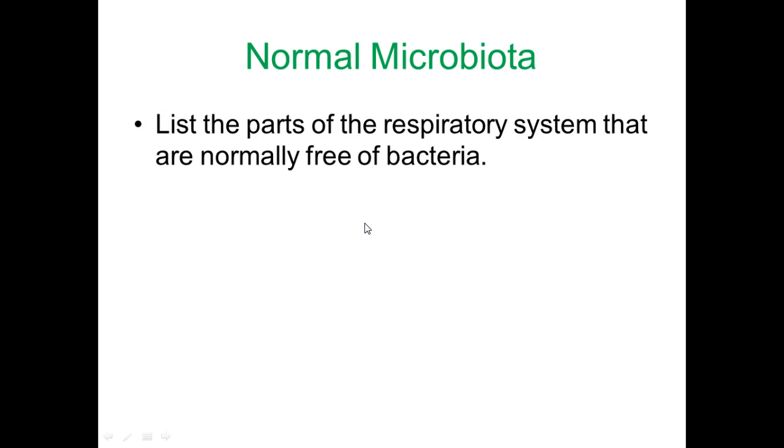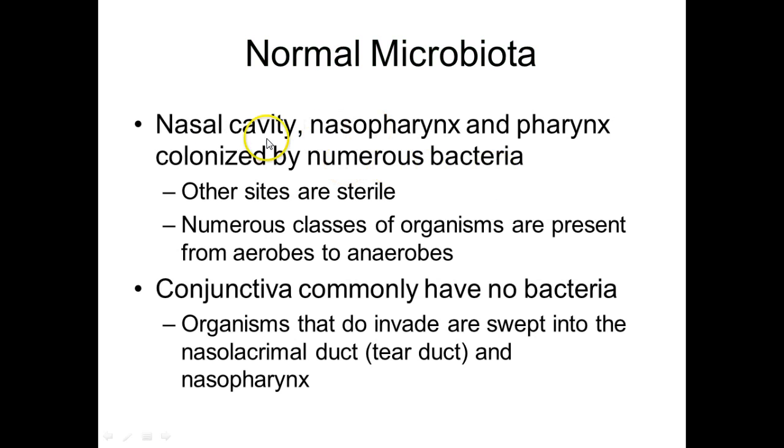So what are the parts of your respiratory system that are normally free of bacteria? So your nasal cavity, your nasal pharynx, which as I said is that part of your throat behind your nose, your pharynx, what we commonly refer to as our throat, are usually colonized with numerous bacteria, right? Other sites tend to be sterile. And there are numerous classes of organisms that are present, from aerobes to anaerobes, depending on the oxygen availability in the environment.